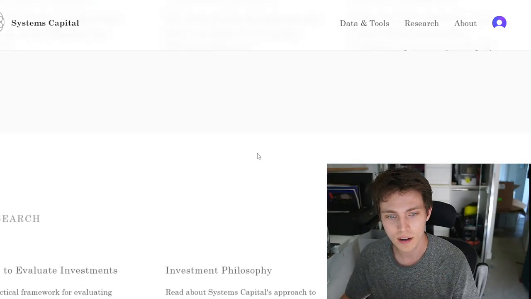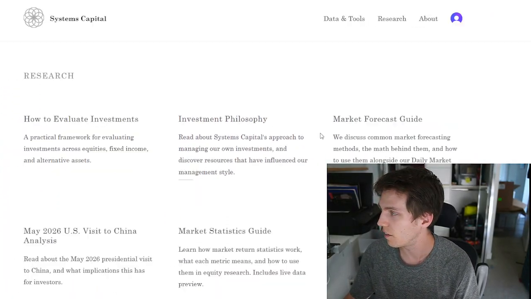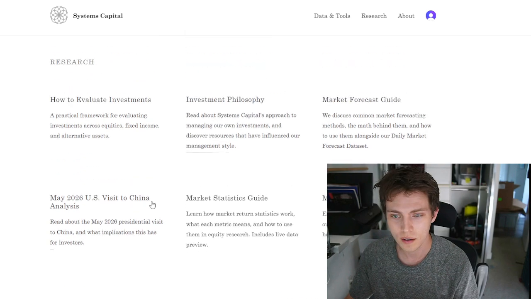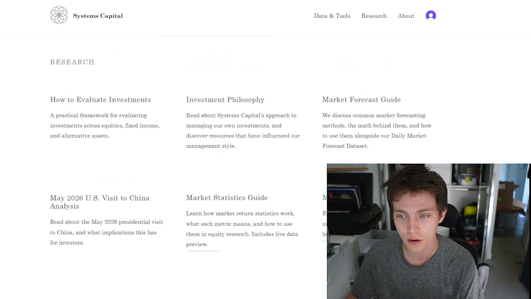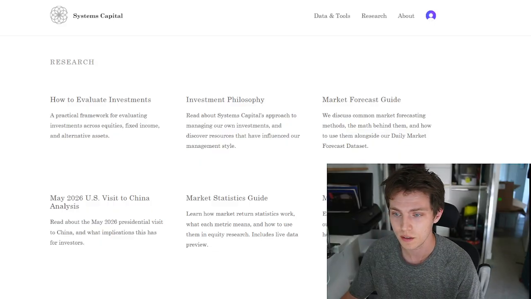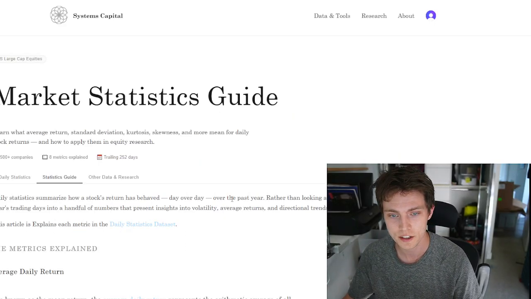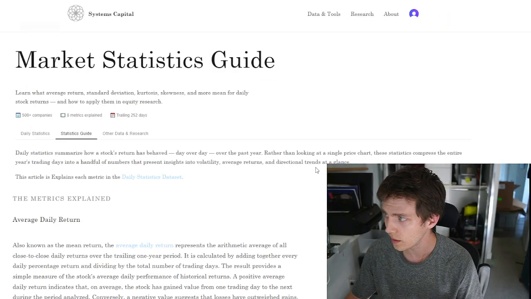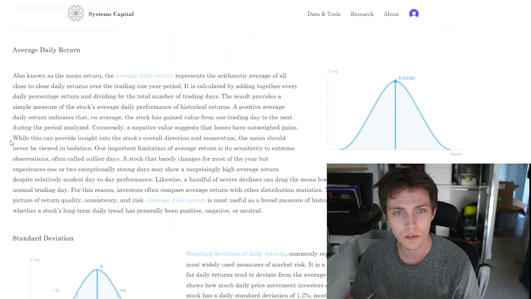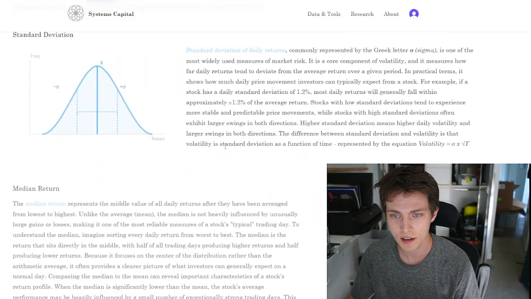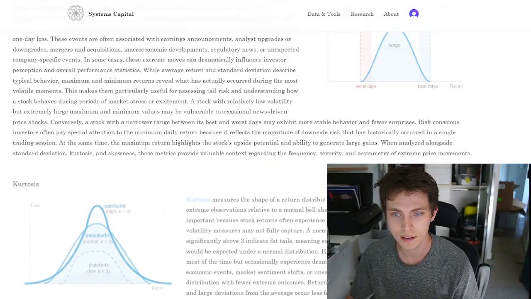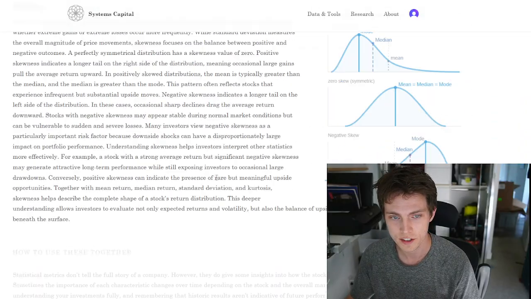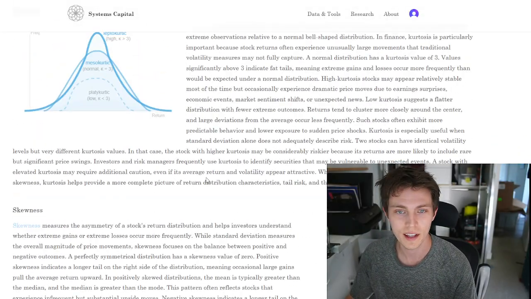We have all this research that I've been publishing as well. I'm doing about once a week all these free articles, so feel free to go take a look. But let's take a look at the market statistics guide today, where this is going to go over all these different terms: the average daily return, the standard deviation, the median return, the mode return, the max, and the kurtosis and the skewness and everything like that.